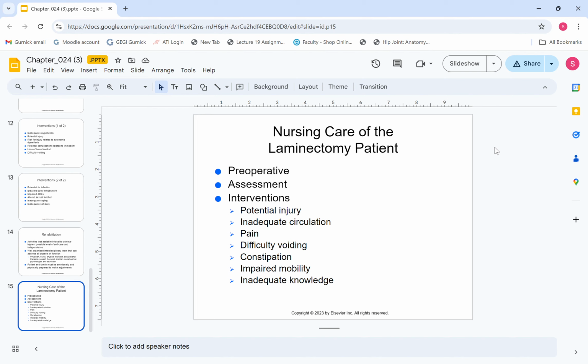So that means turning them. It means keeping their skin dry, especially if they're incontinent. It means a pillow for their feet, because a lot of times they don't have muscle control of their feet. They can't move their feet. So we want to float their heels, because a lot of times bed sores happen at pressure points, and your heel is a pressure point. So we want to float the heels on a pillow.